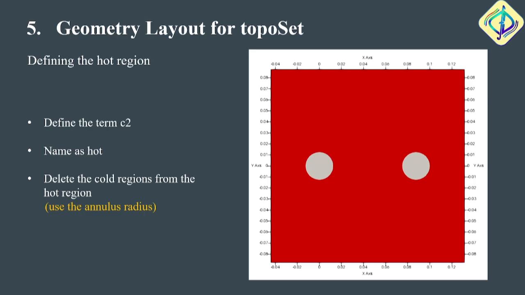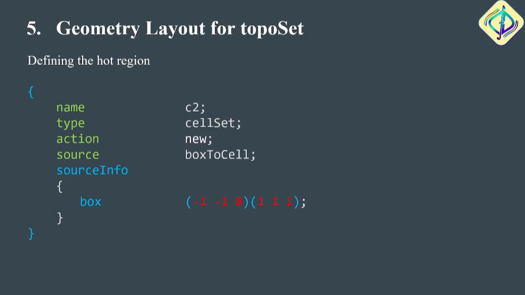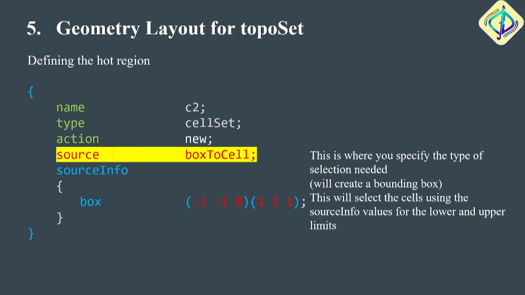And since we want to delete the existing part, that is the cold cylinder and the cold region part, we will be deleting that region. So we have to delete that as well. Okay. So first, we will define that hot region. Again, you can use the naming C2. And again, the first three are the same. You have name C2, then you're specifying a type cell set because we're setting up the cells. Then we are also using the action new because we are defining a new region.